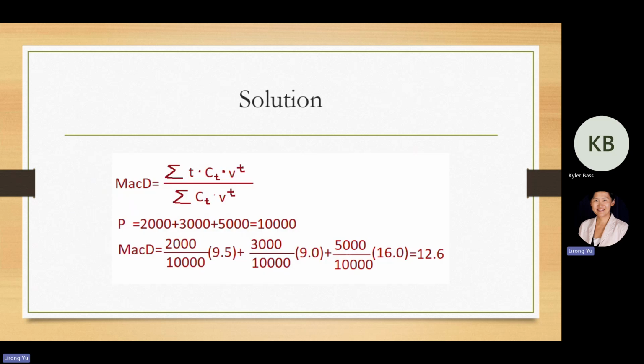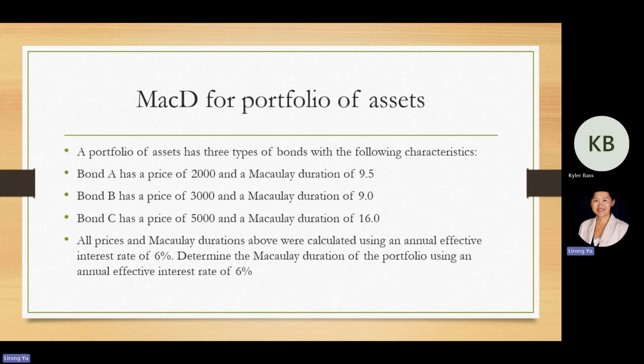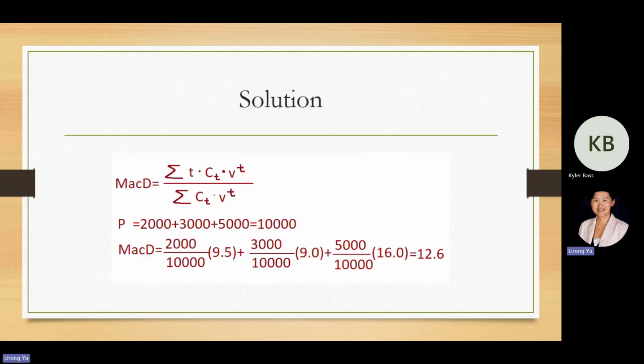Here is the calculation. The total price, or the total present value, is adding up all the prices. We got 10,000. And then for 9.5, the weight is 2,000 over 10,000. For 9, it's 3,000 over 10,000. And then the 16 is 5,000 over 10,000. You calculate the weighted average of all the durations, which gives you 12.6.